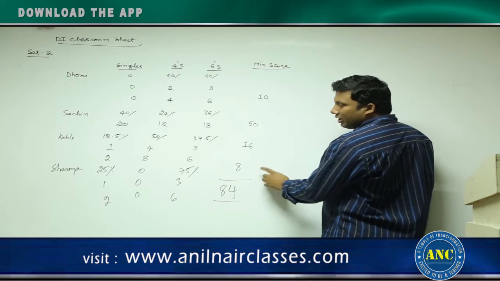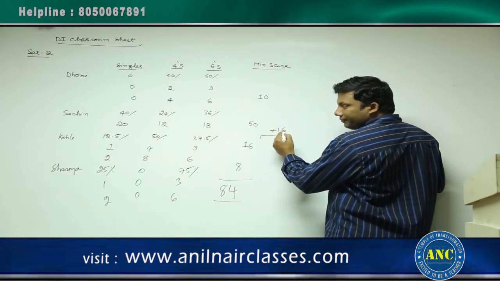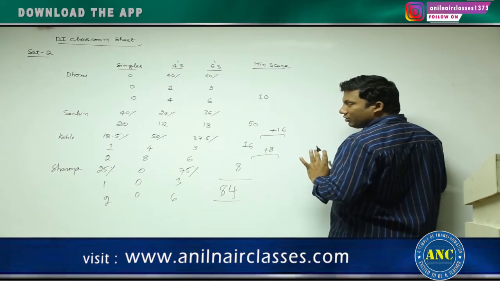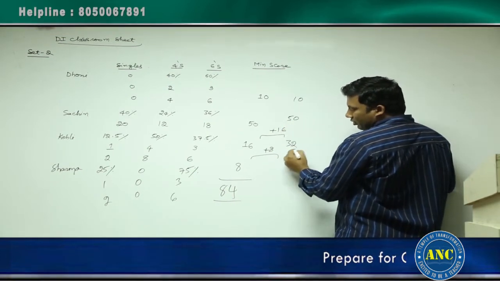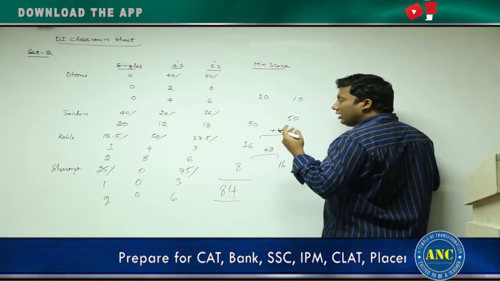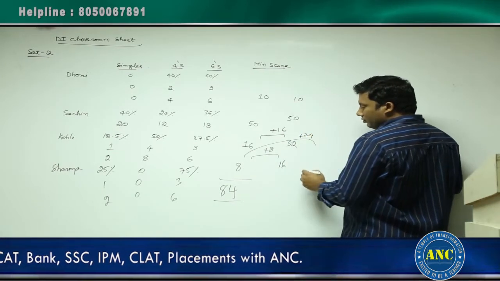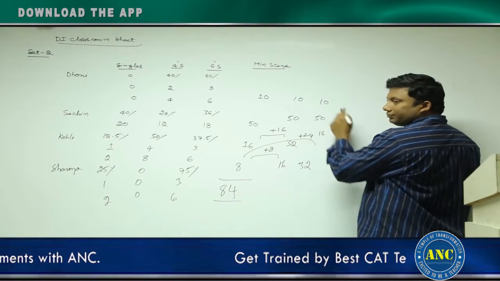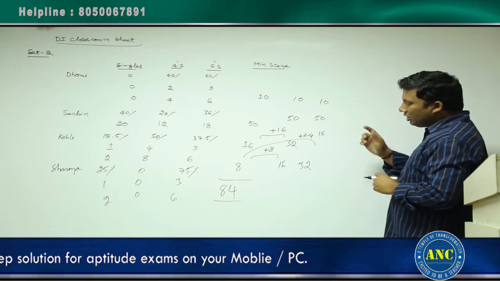Kohli 16, Sharma 8. That means 2 cases. Kohli can score another 16. Sharma can score another 8. This will give you 24. So one case is 10, 50, 32, 16. This is one thing. 24 can also be obtained by multiples of 8. 24. 32, 16, 50, 10. Correct? Now, for 108, these two are possibilities.